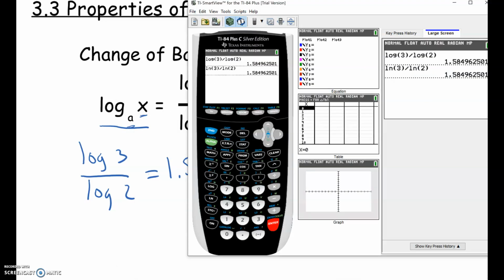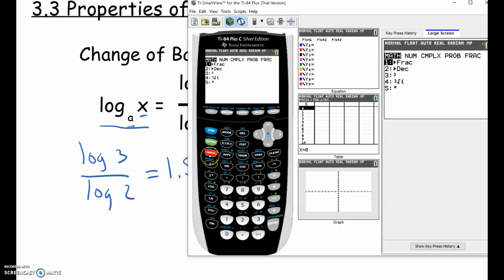Now, if you do have Texas Instruments, how can you do this all in one shot? Well, you got to go to math. Okay, you got to hit the math button, saw what I did there. Now we have to scroll down. There's a thing called log base.